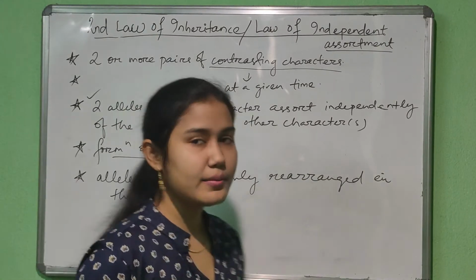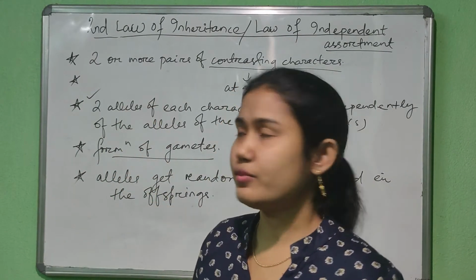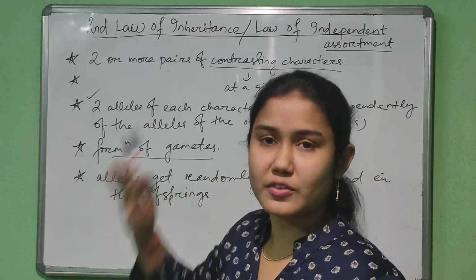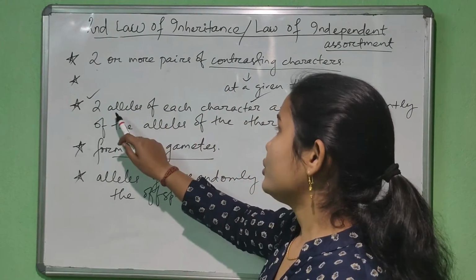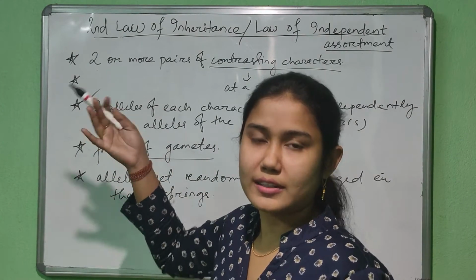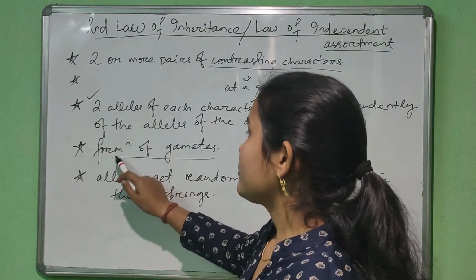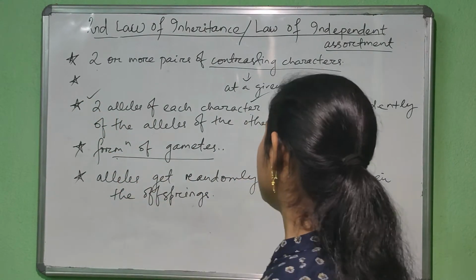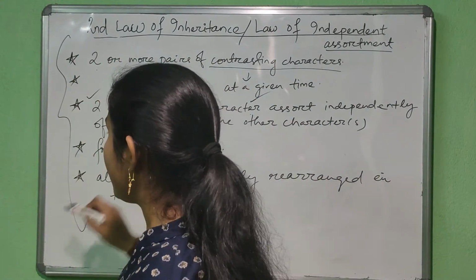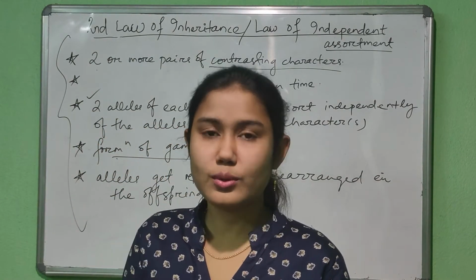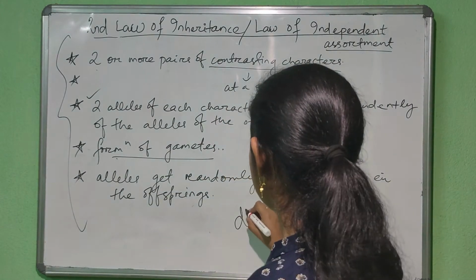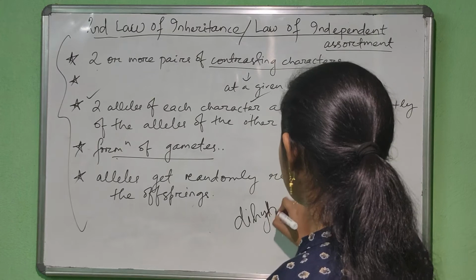Okay, clear? So these are the points in the statement where we are saying that when we consider two or more pairs of contrasting characters at a particular time, then two alleles of each character assort independently of the alleles of the other character or characters, during the formation of gametes, and the alleles get randomly rearranged in the offsprings. Okay, so to prove this statement, we have to do a cross, right? So which cross will we do? We will perform a dihybrid cross.